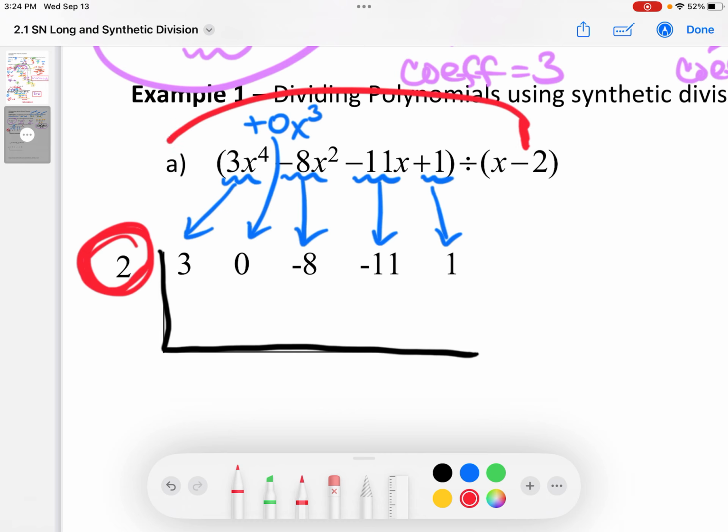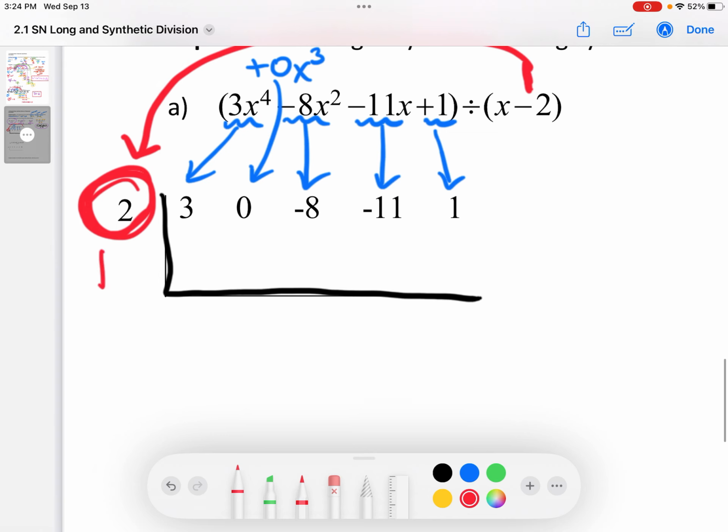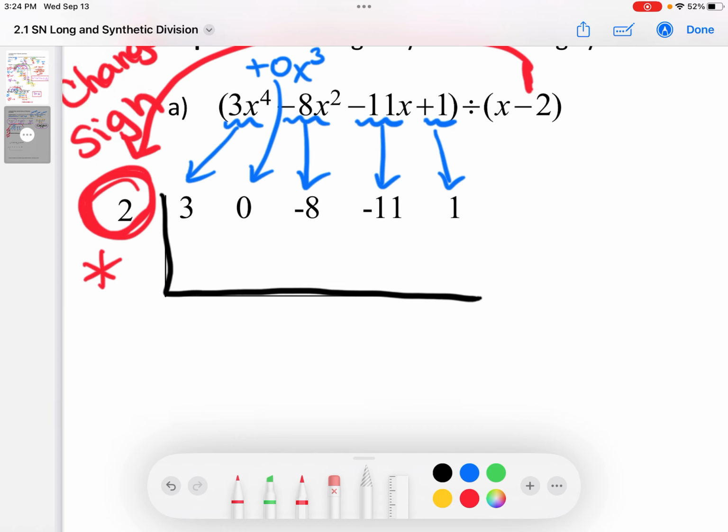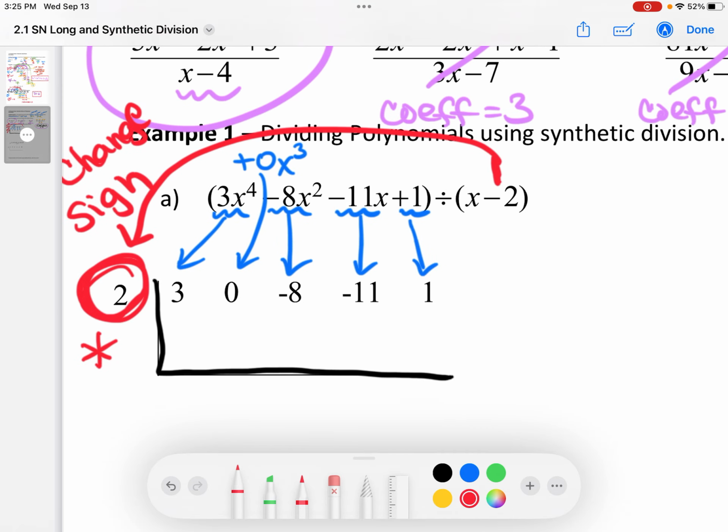This number on the outside comes from the denominator. That x minus 2 needs to go right here, but make yourself a really big note: you have to change the sign. Whatever the sign on the denominator was, change it. Change the sign from the denominator to the outside of this synthetic division. So x minus 2, we put a 2 on the outside.